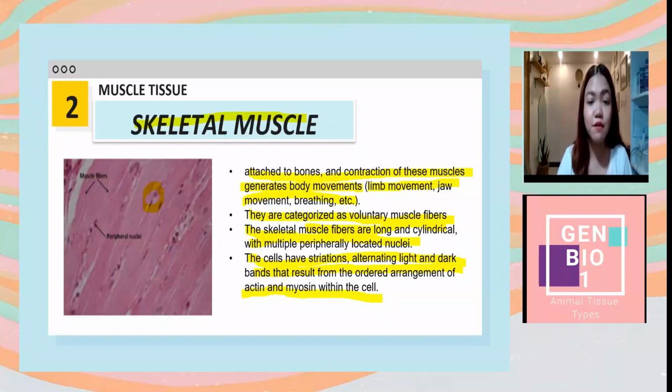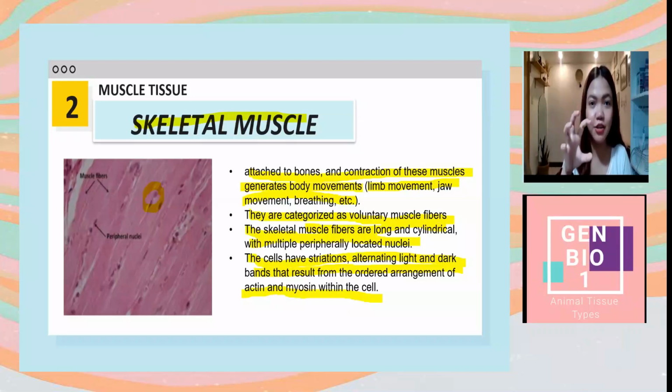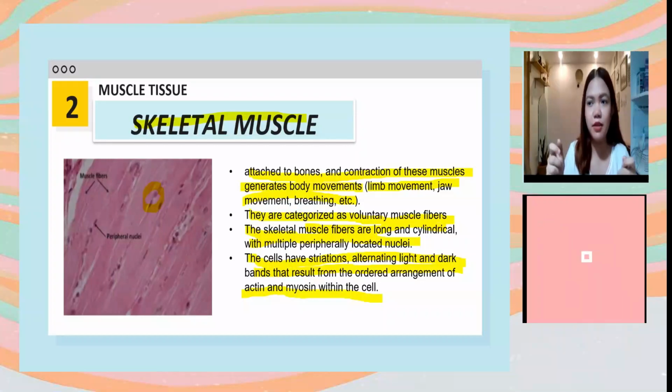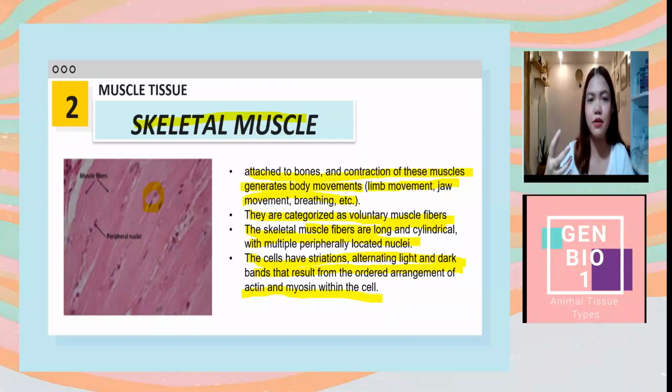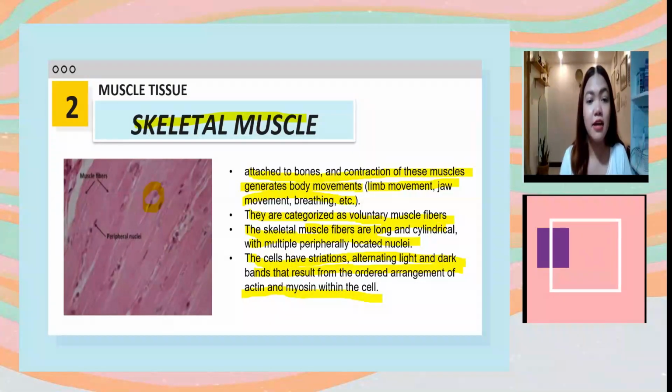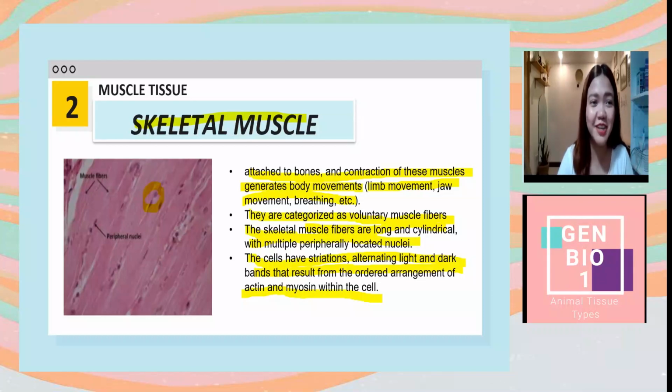Striations. Because of the parang palagi ang contraction. Kasi diba, our muscles, we use this parang when we need to makabuhat of something. So it's very tedious. The work of your skeletal muscle, you need to exert a lot of effort. That's why you need, of course, a lot of actin and myosin. So that's why you have your striations.